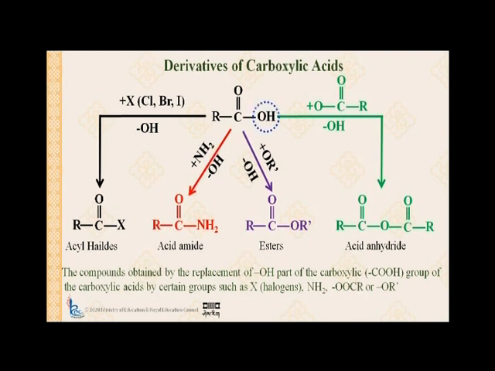Before we study them, we need to define what is meant by derivatives of carboxylic acids. As I have shown in the examples, they are the compounds obtained by replacement of the OH part of the carboxylic group of the carboxylic acid. So if OH is replaced by certain groups such as halogen, amide, anhydride, or alkoxy group, then we get a new compound, and these new compounds are known as the derivatives of carboxylic acids. As I said earlier, we are going to study each of the derivatives in detail.